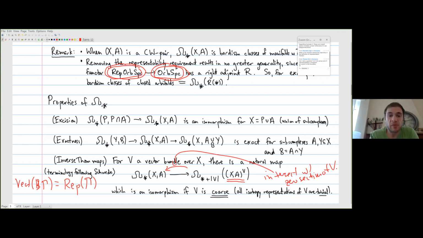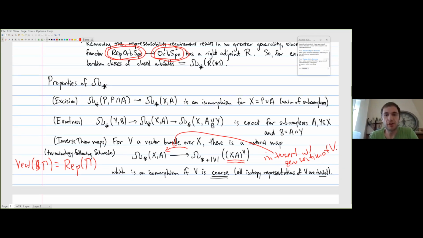And the point of v being coarse is that that's the hypothesis you need to do this perturbation, to make the intersection with the zero set of v transverse and actually get an orbifold out. Okay, and once you check that this map actually makes sense, it's easy to check that it's an inverse to the inverse Thom map. But when v is not coarse, the inverse Thom map is generally not an isomorphism.